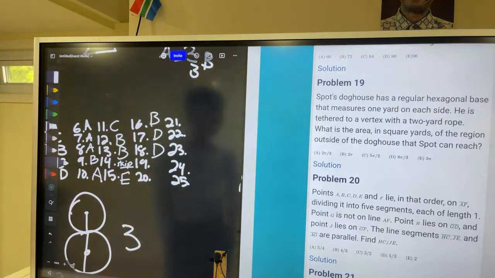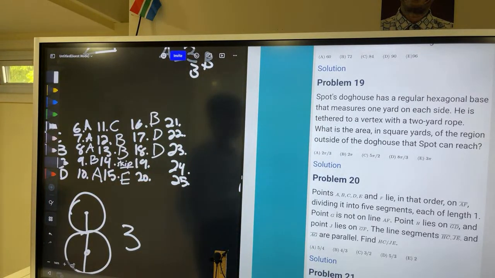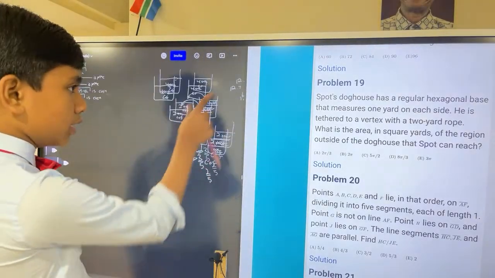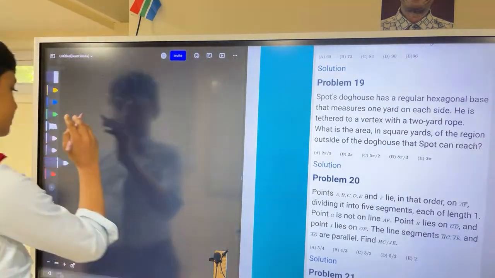Spot's doghouse has a regular hexagonal base that measures 1 yard on each side. He is tethered to a vertex with a 2-yard rope. What is the area in square yards of the region outside of the doghouse that Spot can reach? There was a similar one I've seen like this, but with a square doghouse instead of a hexagonal one. Okay.